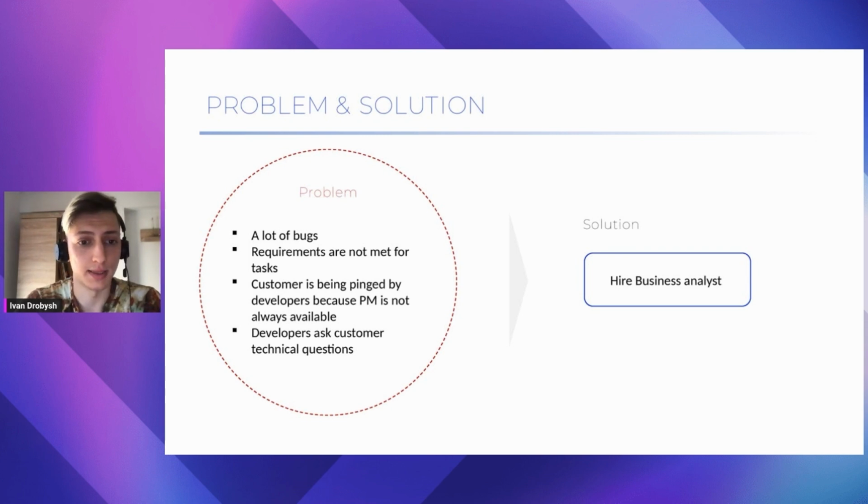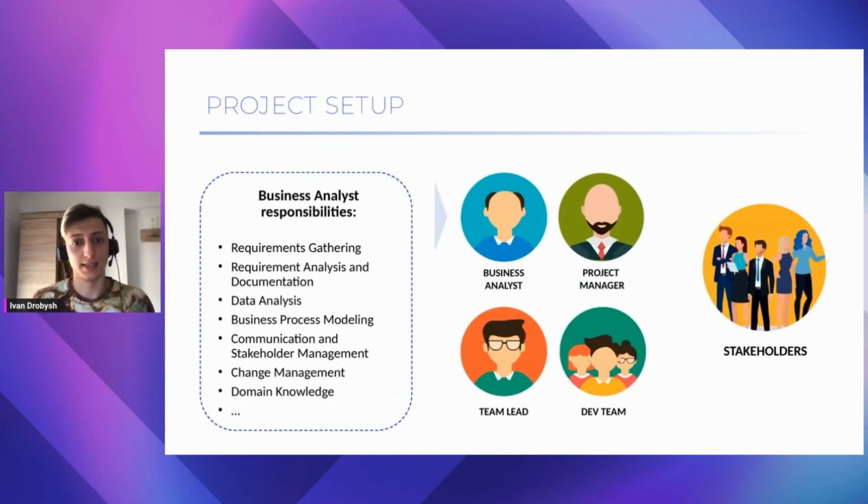Then we also had the problem that customers were being pinged by developers because the project manager is not always available, and developers ask the customer technical questions. Developers are engineers, technical persons, and customers are non-technical at all, so it's hard for them to communicate with each other. The solution was to hire one more person in the team, and the name of the role is business analyst. So the final setup at this moment will be having a business analyst, project manager, team lead, and dev team from our development team part, and we have a customer stakeholder from the customer part.